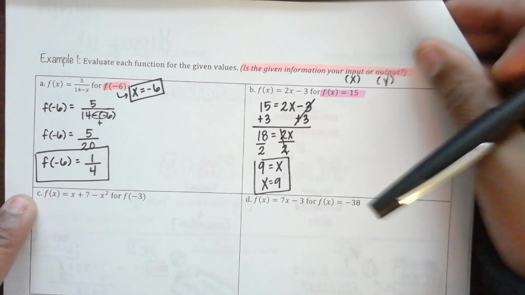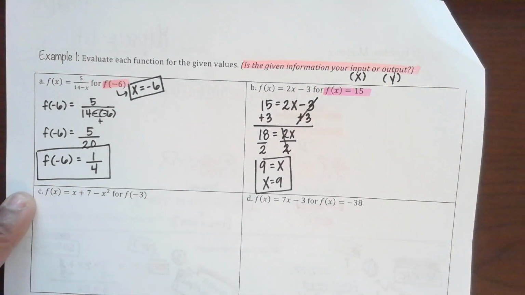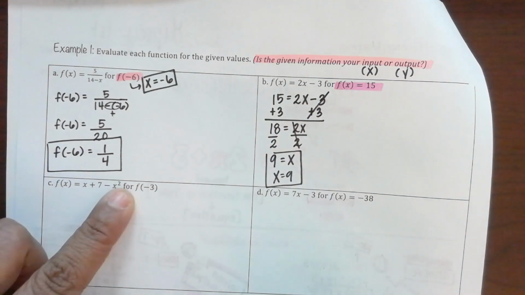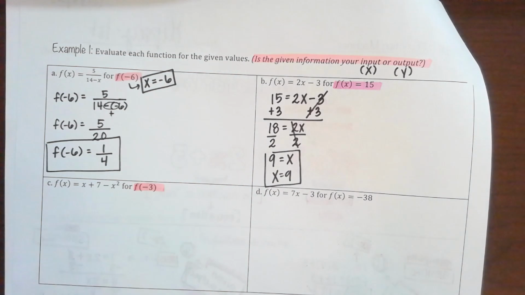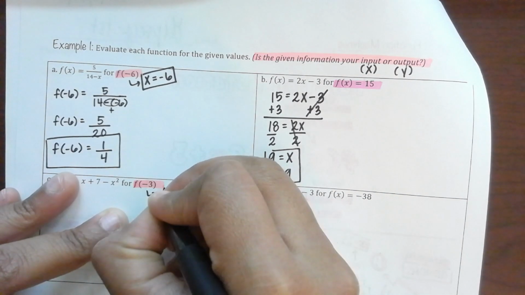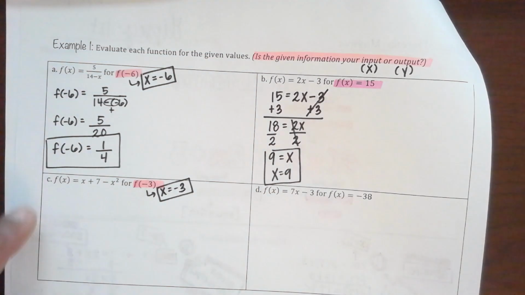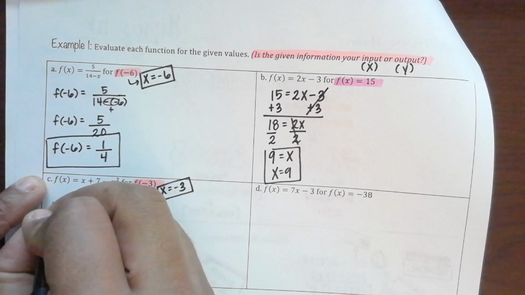All right, let's look at C. F of x equals x plus 7 minus x squared for f of negative 3. Is this a case 1 or a case 2? Case 1, because do we see something in the place of x? Yes. What? Negative 3. So what am I replacing x with? Negative 3. Absolutely. So how would I rewrite this? What would need to come first?